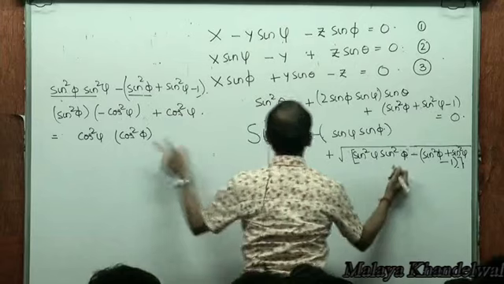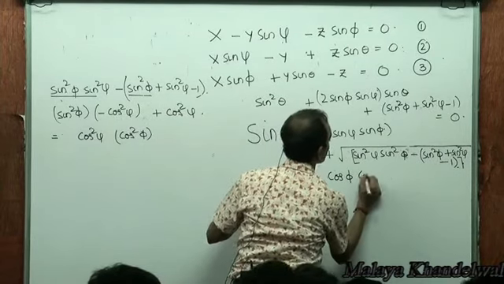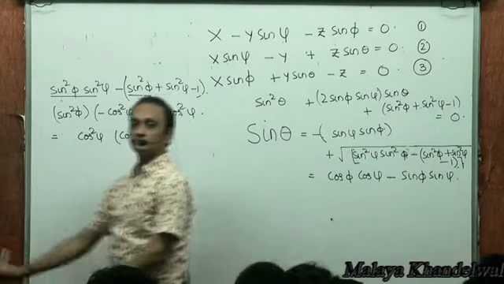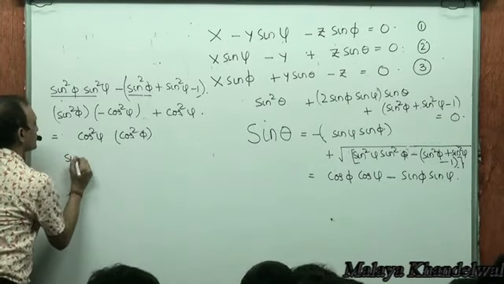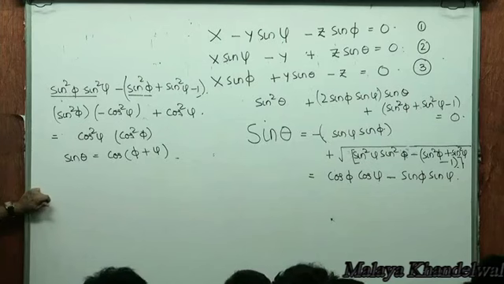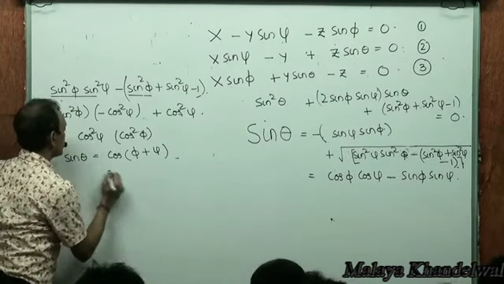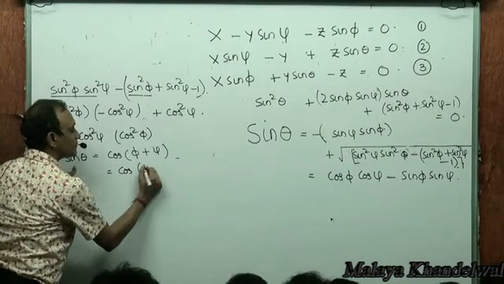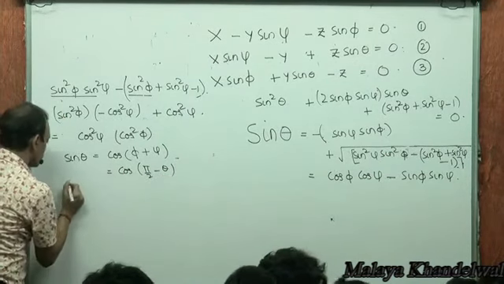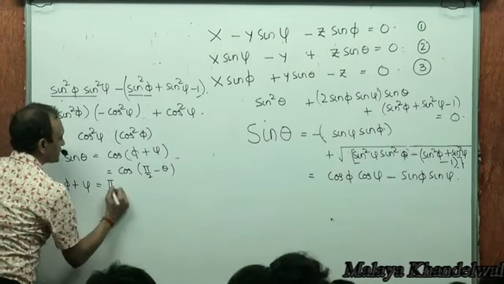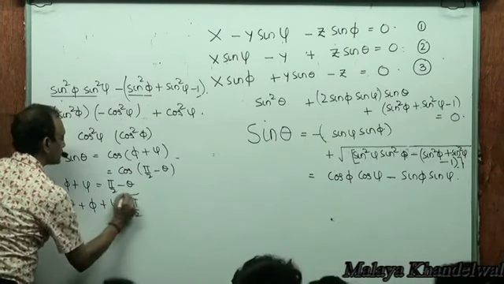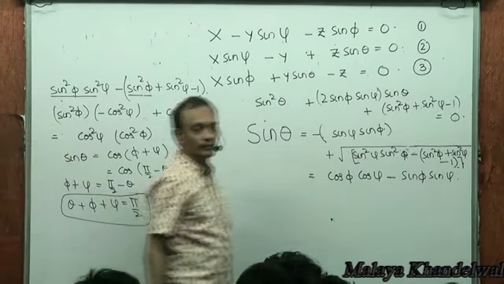This then, square root, is going to be cos phi cos xi minus sine phi sine xi. Yes or no? Cos A cos B minus sine A sine B. Sine theta is cos of phi plus xi. Done. Sine theta is cos 90 minus theta, so this will be equal to this. So phi plus xi is 90 minus theta. Theta plus phi plus xi is 90 degrees. Yes or no? So far so good, right?